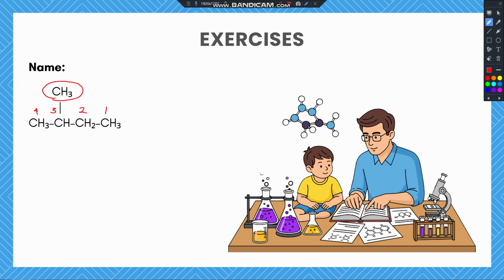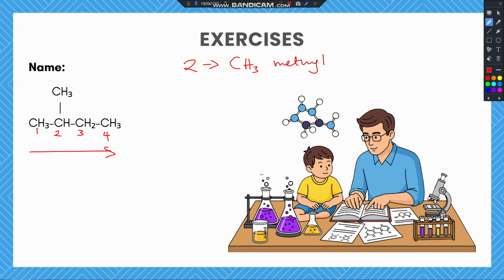The first style of counting gave us the position of the branch to be on carbon number 2. The second style of counting gave us the position to be on carbon number 3. And we always want to count in such a way that our branch will be given the lowest number possible. Between the number 2 and the number 3, which one is greater? Number 3 is greater. So that means number 2, which is lower, would be the one we'll give preference to. So that makes us count from the left, 1, 2, 3, 4, to the right. So our branch is on carbon number 2, and it is a CH3, which is called methyl.